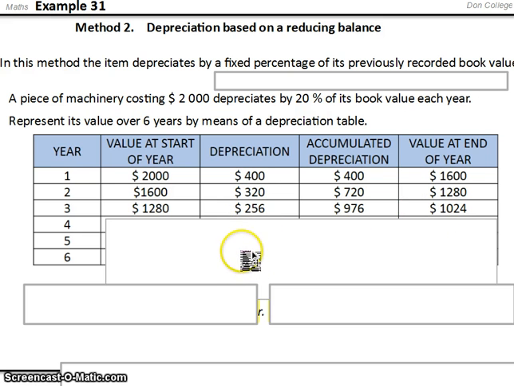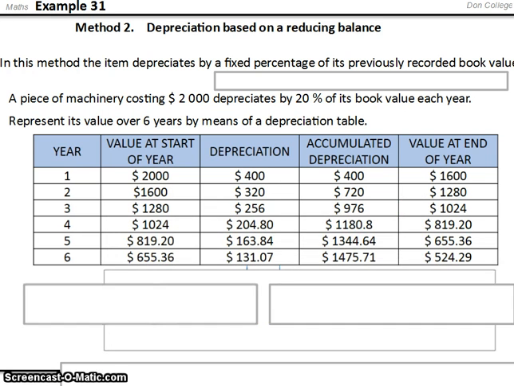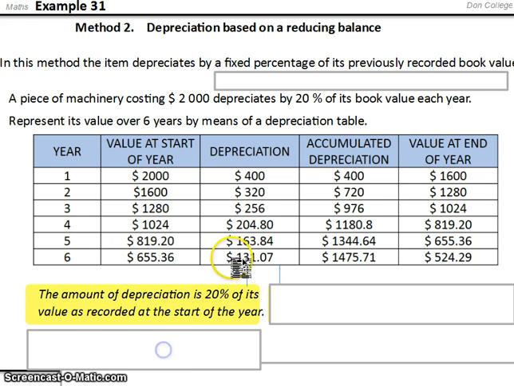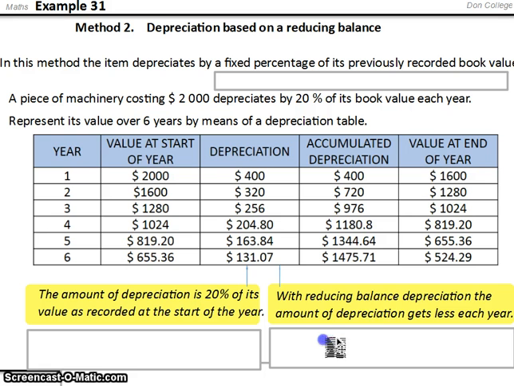Okay. So 20% in each case is different every time, because 20% of 2000 is different to 20% of 1600. And the reducing balance depreciation gets less every year, so it goes down by less every time. And we'll see what that looks like when we graph it shortly.